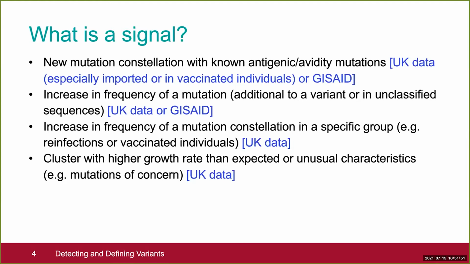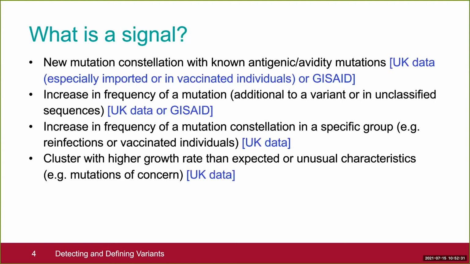The most frequent one is that we have a new mutation constellation with known antigenic or avidity mutations. This comes back to the scoring thing that I mentioned. So anything that has a high score that we haven't seen before, we would flag as a signal and then investigate that and decide whether it meets our thresholds for monitoring or VOC or VUI. This kind of signal can come from the UK or GISAID data, and it's especially important in our special groups of interest that I mentioned before.